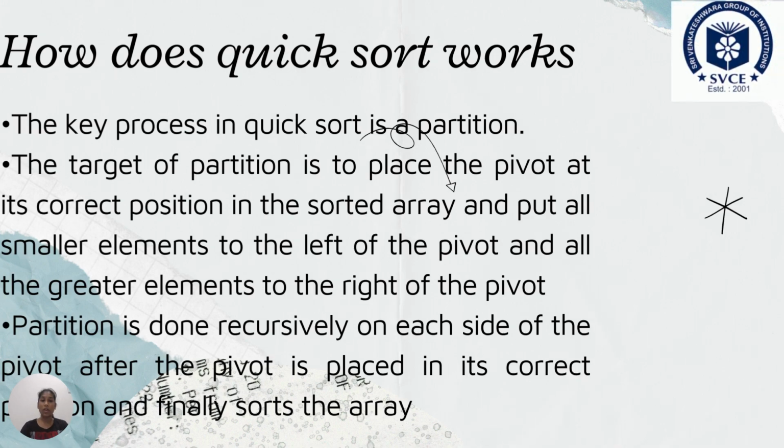How does quicksort work? The key process in quicksort is partition. The target of partition is to place the pivot at its correct position in the sorted array and put all the smaller elements to the left of the pivot and the greater elements to the right of the pivot. Partition is done recursively on each side of the pivot after the pivot is placed in its correct position, and finally sorts the array.